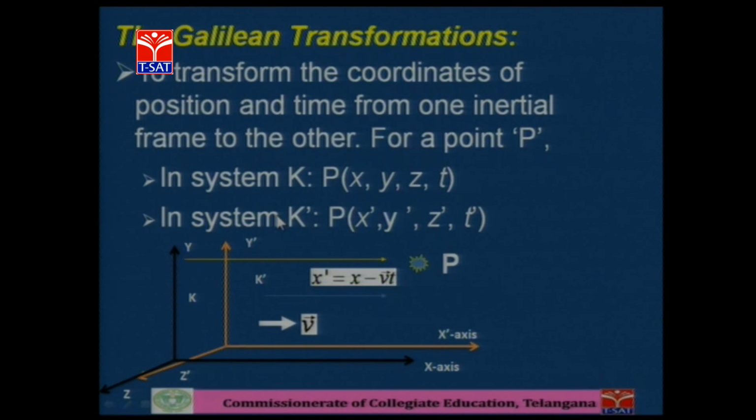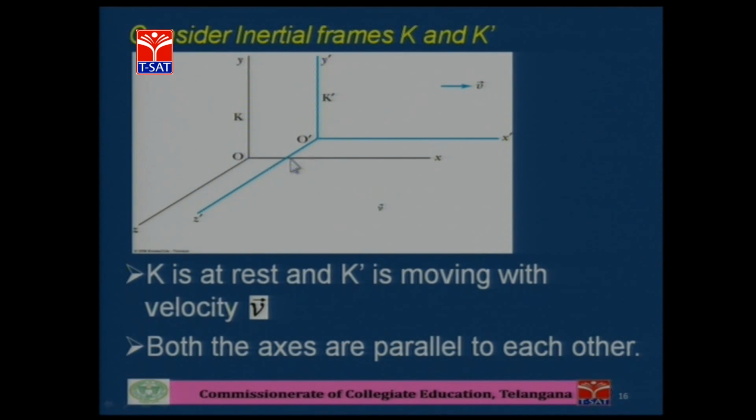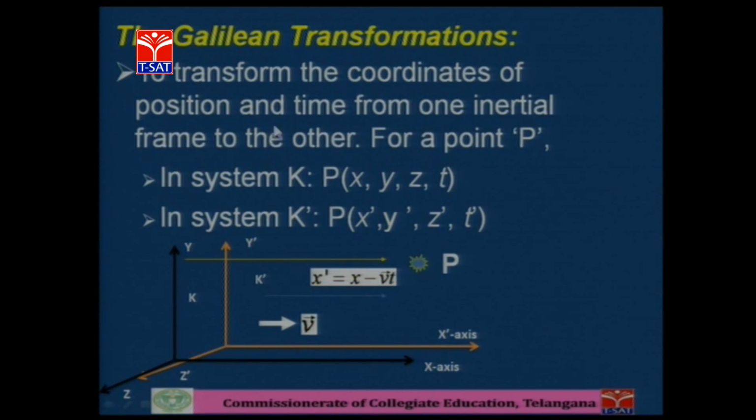Then what are the Galilean transformations? For the Galilean transformations, we use these frames of reference K and K dash. To transform the coordinates of position and time from one inertial frame to another frame, we use Galilean transformations. What is the usage of Galilean transformations? When we want to observe a point from a particular frame of reference K in a frame of reference K dash, which is moving at a uniform velocity with respect to K, we use these transformation equations to represent the position and time coordinates of a particular object. As you are observing here, in system K, the position of a point P can be represented by the coordinates x, y and z, and we have the time coordinate t.